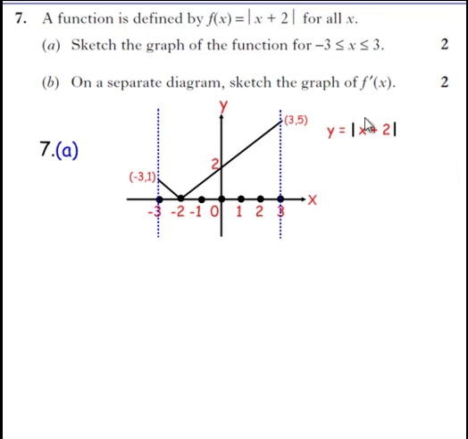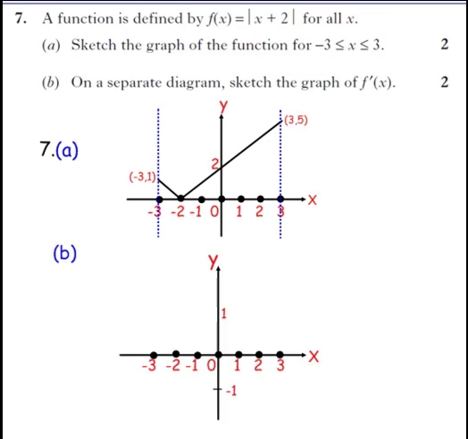In part B, we're asked to draw on a separate diagram the graph of f dash x. Now f dash x means the derivative, or the gradient of the tangent, for each value of x. So we'll start off by drawing a set of axes and looking at this first bit of the graph. This part of the graph, f dash x, will be -1, since the gradient of this line is -1 for values between -3 and -2. So this part of the graph, f dash x, is -1.